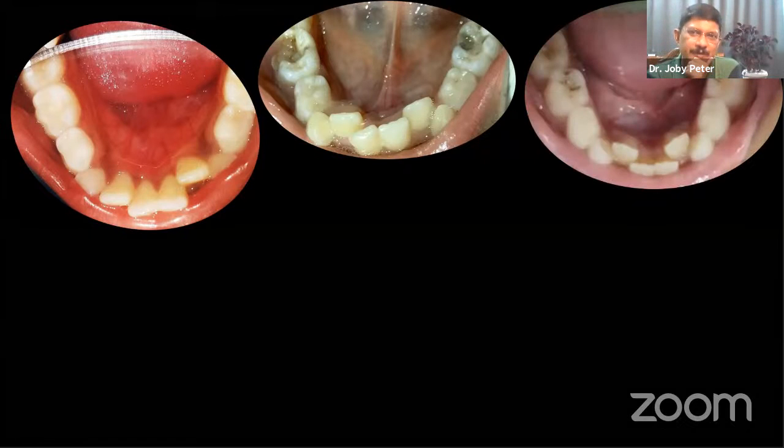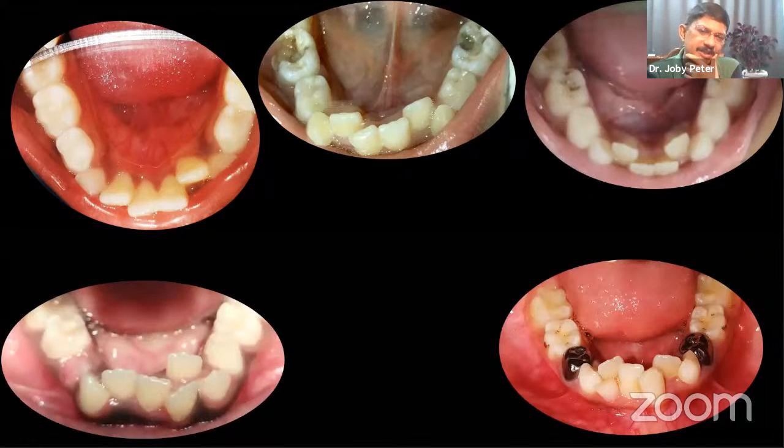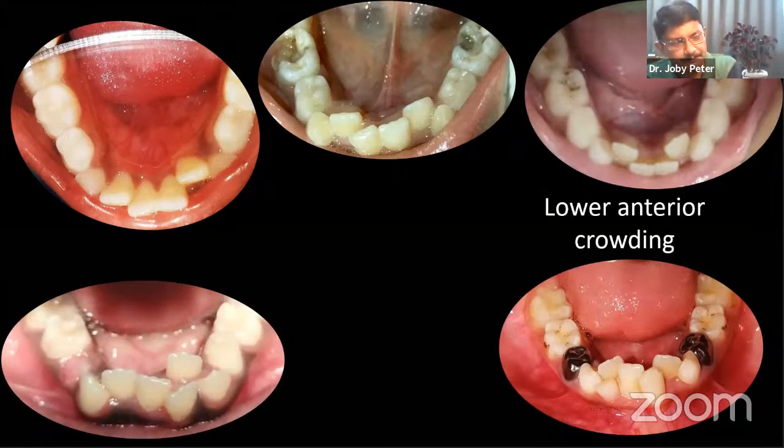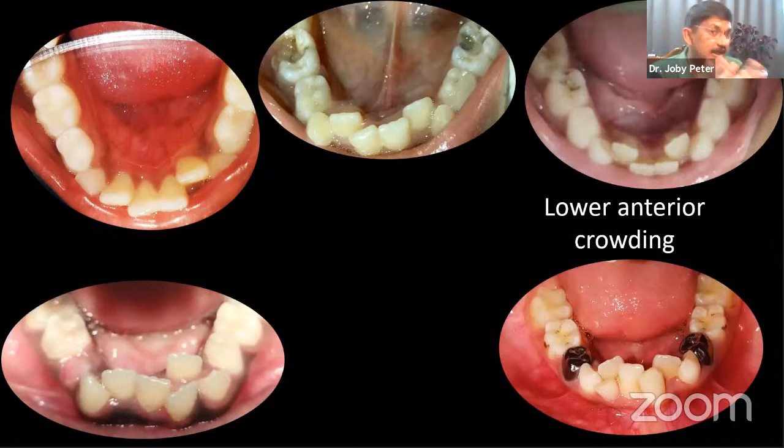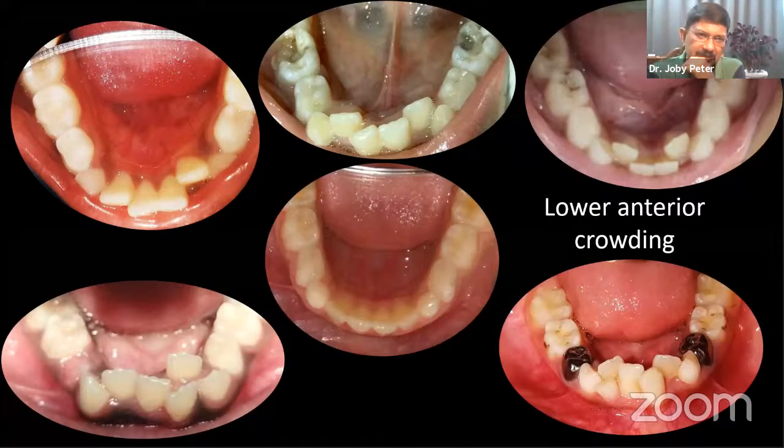Why is it coming there? Lower anterior crowding is one of the most common clinical scenarios you can see in your clinical practice. In many cases, you can say around 7 to 8 out of 10, you might be seeing some amount of crowding. I'm not saying severe, but some amount of crowding will be there. But in 2 to 3 cases, the teeth are perfectly aligned, with a nice arch. So why is there a disparity? There is crowding in one, and there is no crowding in this one.